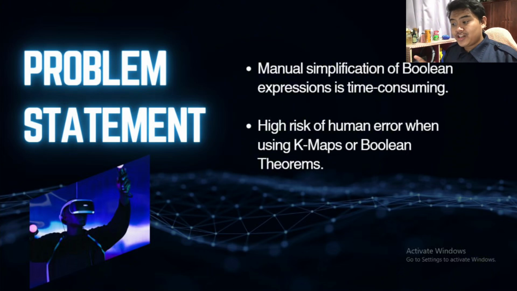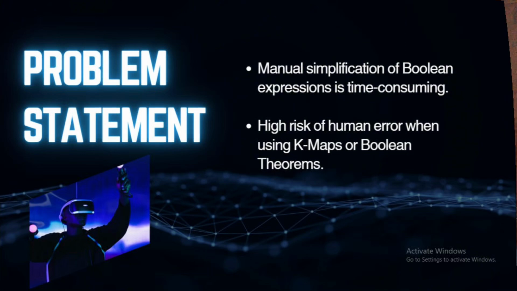So guys, in electronic engineering, we often deal with very long and complex logic expressions. Calculating these manually using K-maps or Boolean theorems is very slow and easy to make mistakes. So that's why I developed this Python-based GUI application to solve this problem. This tool automatically simplifies logic expressions into sum of product (SOP) or product of sum (POS) formats, making digital circuit design much faster and more accurate.